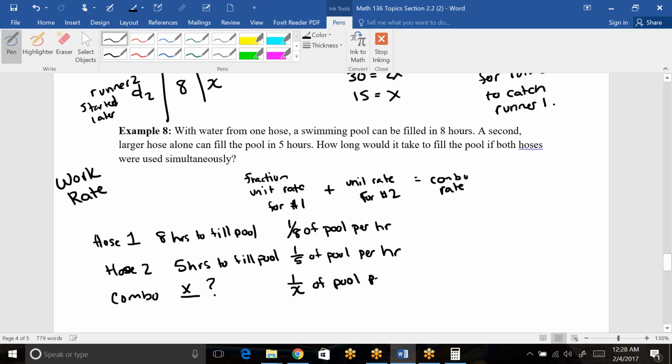They all need to have the same format. So then we write this as 1/8 plus 1/5 equals 1/x. I would use an LCD of 40x to clear out my fractions. So I'm just going to write that right here, that I'm going to multiply each fraction by 40x.